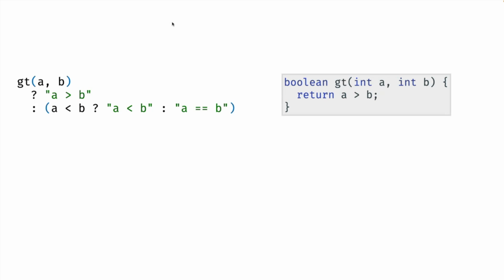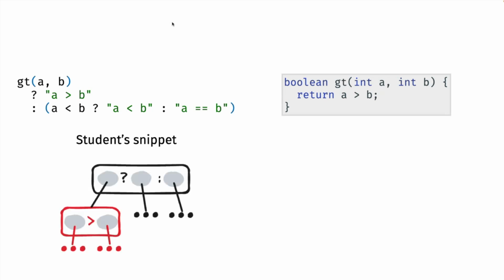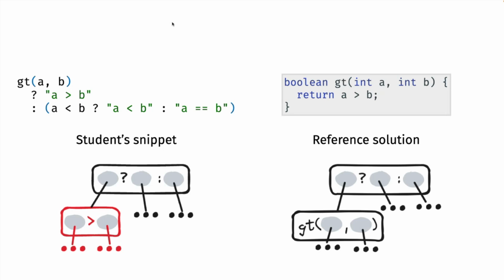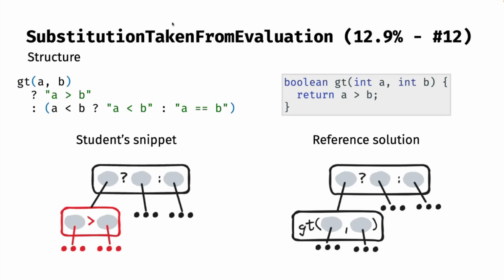Next, here we have this other expression. We need to focus on the GT method invocation, and that is its definition. So the students wrote this instead of writing the method invocation node, which is the expression found within the return statement of that method. And this is called substitution taken from evaluation. It's a mistake that occurs in many forms where the students take one node and substitute it with a subtree that contains an expression from the evaluation part of that original node. So here, for example, we have GT, and it's replaced with A greater than B there in the return statement.